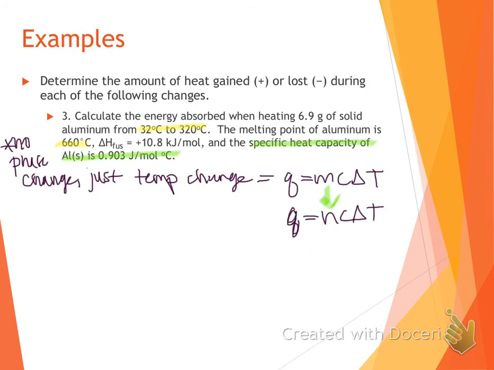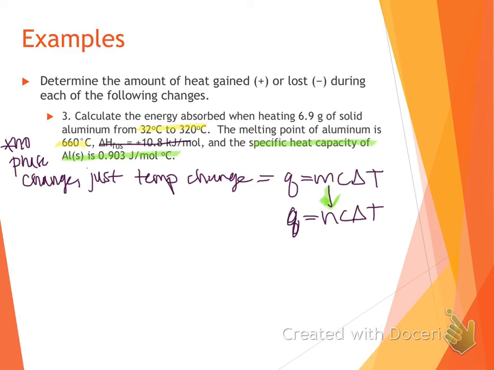So one of the first things we look at here, we need to figure out what is happening. We're going from 20 degrees Celsius to 320 degrees Celsius for our solid aluminum. The melting point is 660. So we don't have a phase change happening. It's solid the whole time. It's not going to melt till we get to 660. We're only going up to 320. So we do not need this heat of fusion.